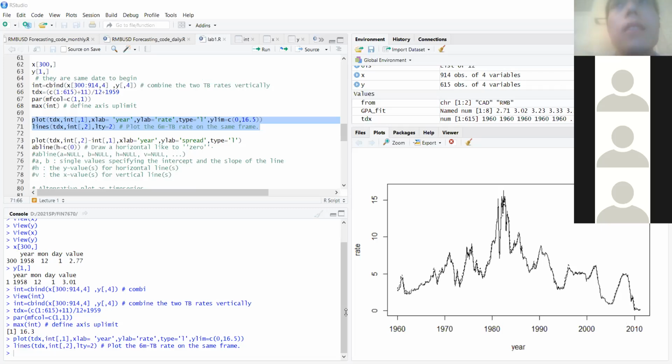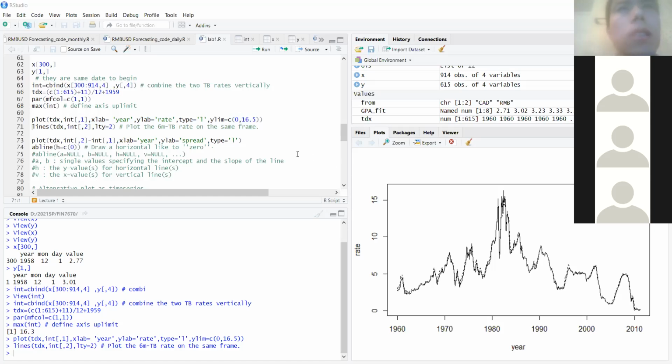Okay, and now let's plot here. The TDX is the X, and here is the y. Remember, int is a new data file we established, only including the 3 months and the 6 months interest rates in the first column and the second column. So for the x label, I use the label name, and type equals line, a solid line. And ylim represents the limitation of the y. Because we know the maximum of the yield is 16.5, we have to check that.